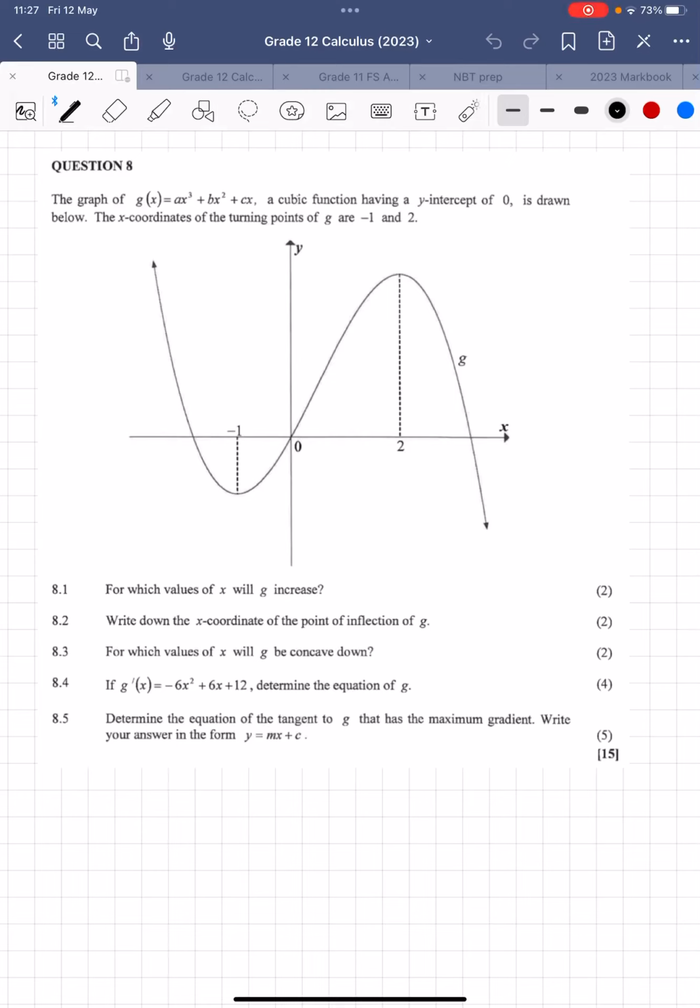Hello everyone, it's time to do some past paper questions. This past paper, question 8, consists of 5 questions, so I'm going to be doing a separate video on each of them, so just keep a lookout for those.